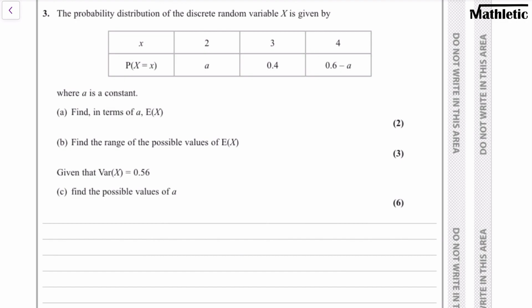Number 3 is from Discrete Random Variable chapter. We have the probability distribution table. For part A, you need to calculate E of x. E of x is the expectation, as in the mean, the average. For that, you just need to multiply this and add this. So E of x is 2 into alpha, 2 into A. Next, 3 into 0.4 and 4 into 0.6 minus A.